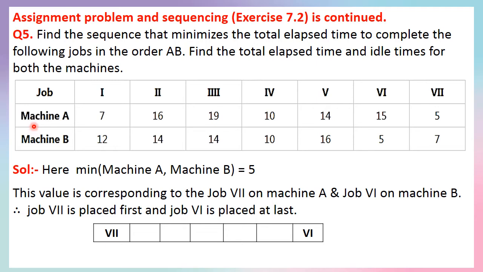7 jobs are there and 2 machines, and the times required for both the machines for each job are given in the table. So as per the steps, we will first find the minimum timing of machine A and machine B. Here it is 5, and this value is corresponding to more than 1 job. Here the time 5 units is corresponding to the 7th job on machine A and the 6th job on machine B. The machine A job we will place first and the machine B job we will place last. So 7th job is placed first and 6th job is placed last.